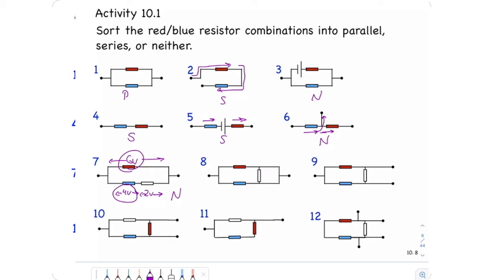All right, is 8 in series? No, it's not in series. Are the resistors in parallel? They are in parallel because the voltage across the red one is the voltage difference between here and here. The voltage across the blue one is the difference from there to there, which is the same. So these are in parallel. How about number 9? Number 9 looks like number 8. We just removed this wire that was there.